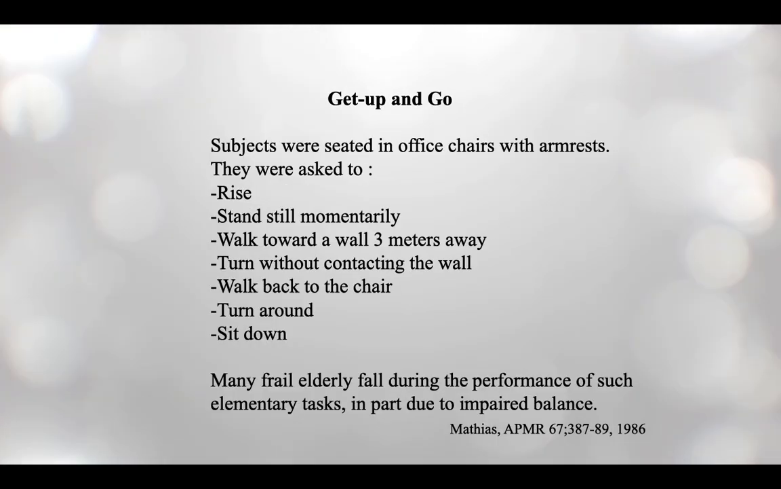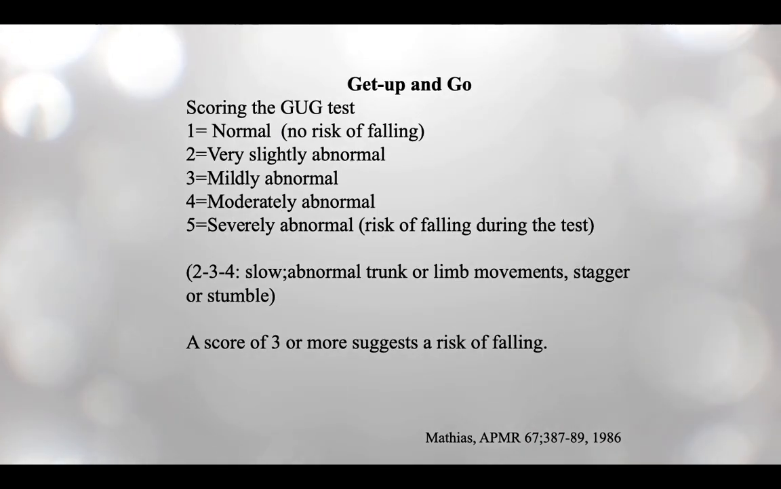Now, what kind of scores do you need to give? For each and every component, you can give a score of 1 to 5. 1 for normal, 2 slightly abnormal, 3 mildly abnormal, 4 moderately abnormal, 5 severely abnormal.